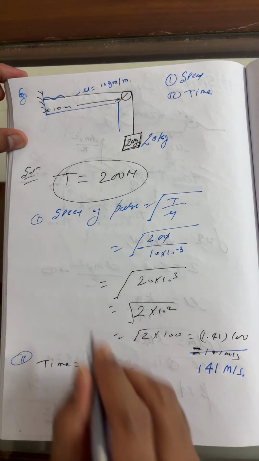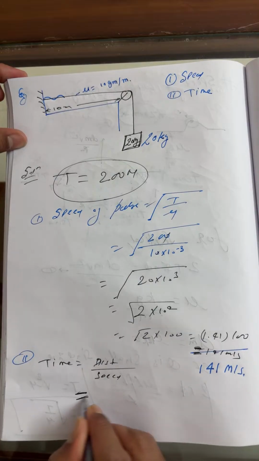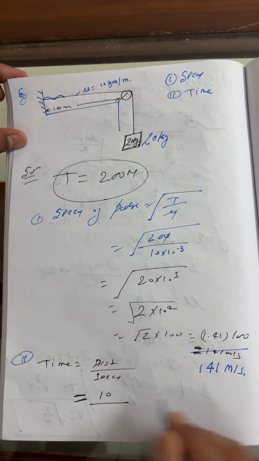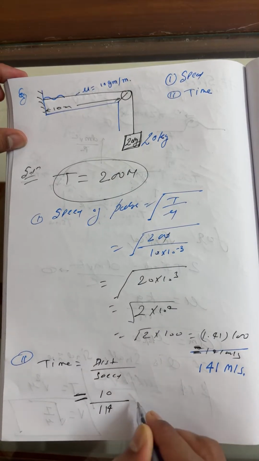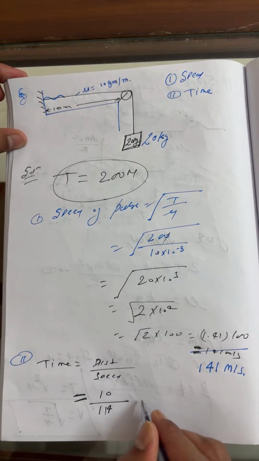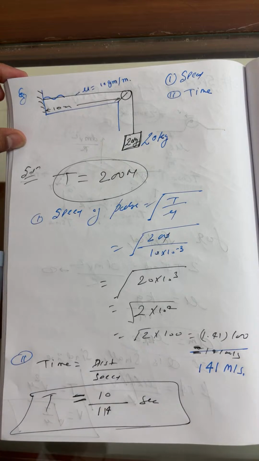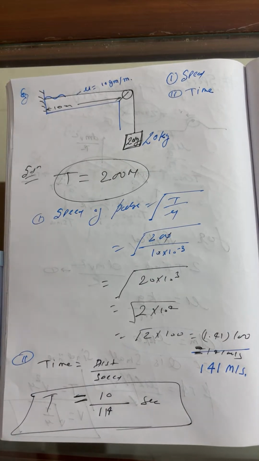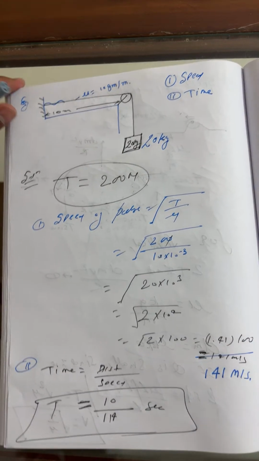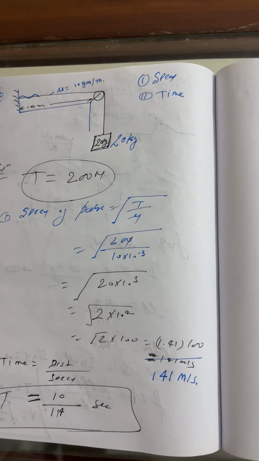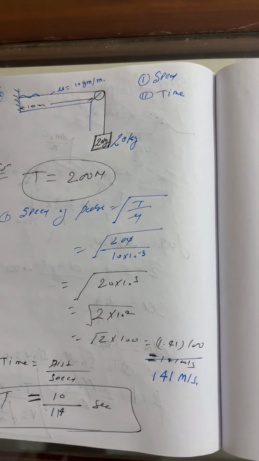Distance upon speed. What's the distance marked? This is G, and we got 141. So this is the answer of this question: 10 upon 141. I hope everyone got it.